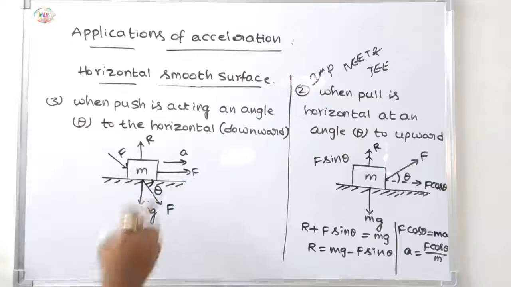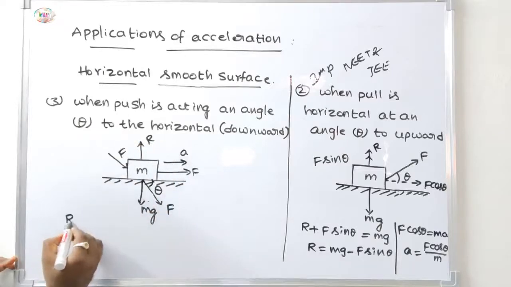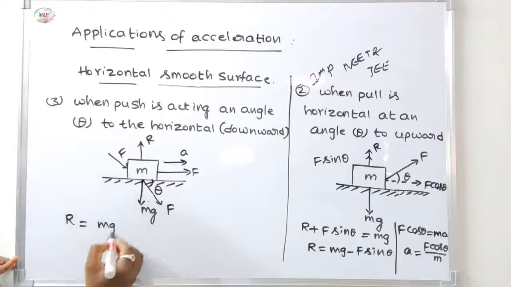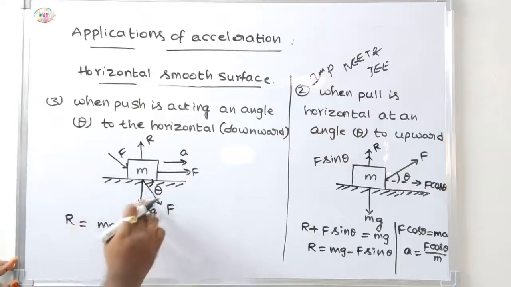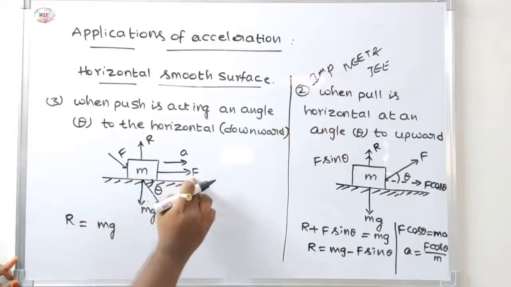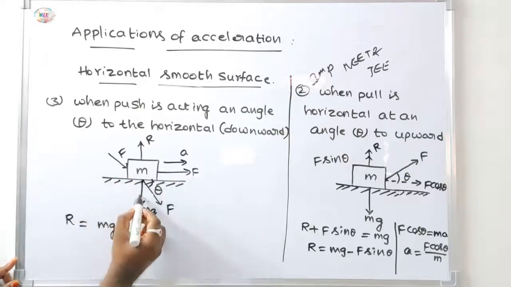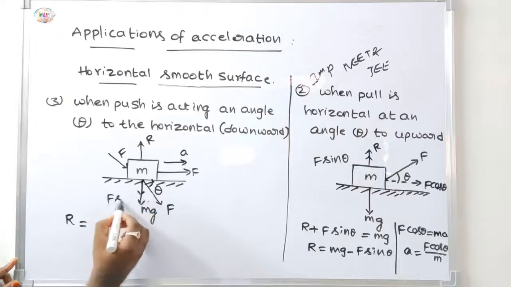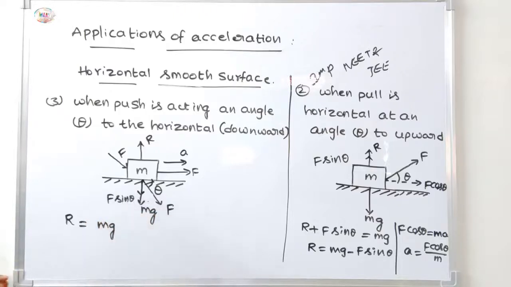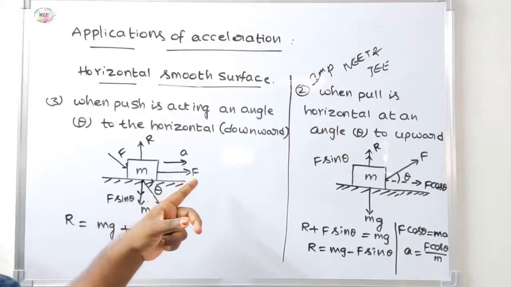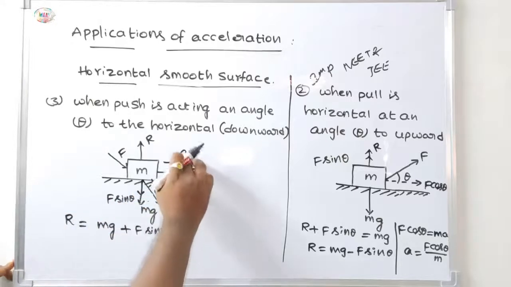Write the equation. The force making an angle theta is resolved into two components, one horizontal and another vertical. The vertical component is F sin theta, so R is equal to mg plus F sin theta. One more equation, F cos theta is equal to ma.